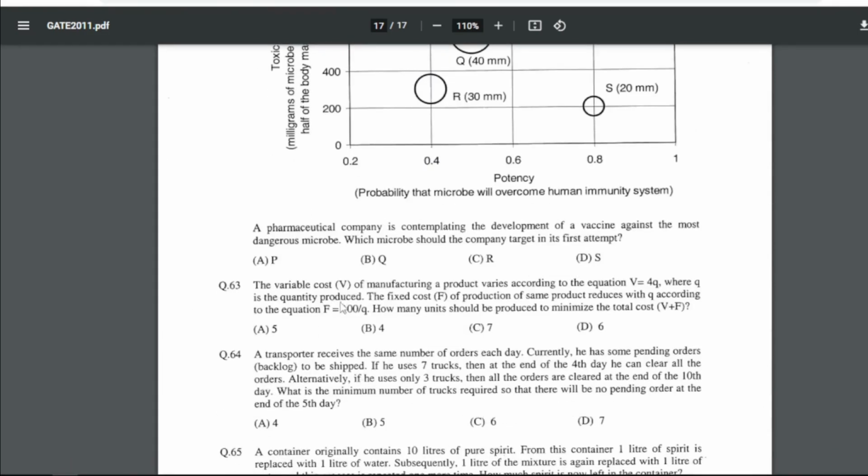63: the variable cost V of manufacturing a product varies according to the equation V = 4Q, where Q is the quantity produced. The fixed cost F of production of the same product reduces with Q according to the equation F = 100/Q. How many units should be produced to minimize the total cost V + F? For 63, our answer will be A, that is 5.